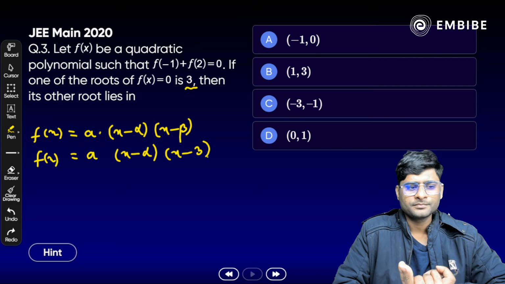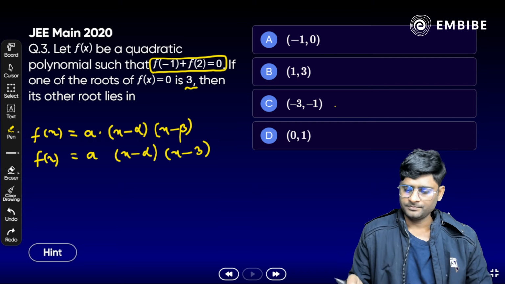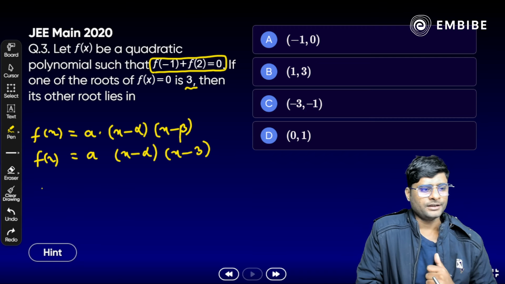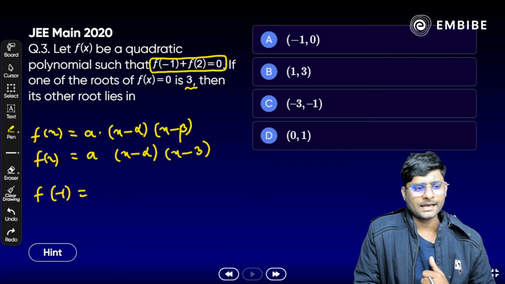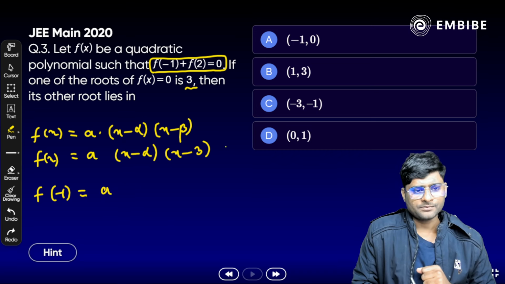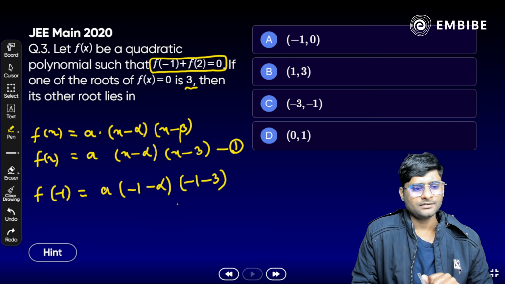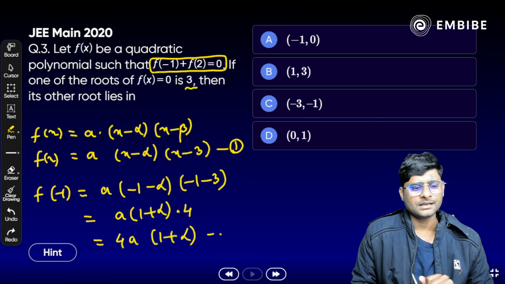Now what next? Look at the condition. f of minus 1 plus f of 2 is equal to 0. Alright, so f(x) is already given here. We need to find the value of f of minus 1. What is f of minus 1? a times, yes, we have to assume equation 1, remember. a times (minus 1 minus alpha) and here (minus 1 minus 3). So that can be written as a times (1 plus alpha) and here we have a 4. So it can be written as 4a(1 plus alpha). That is equation number 2.